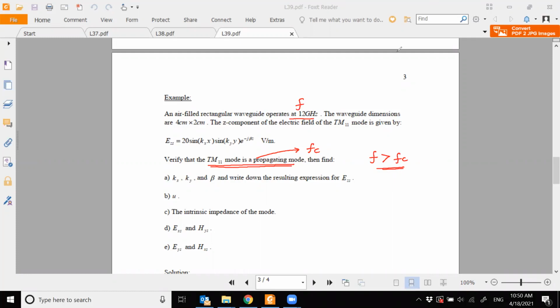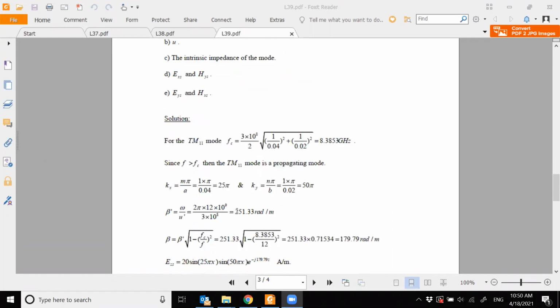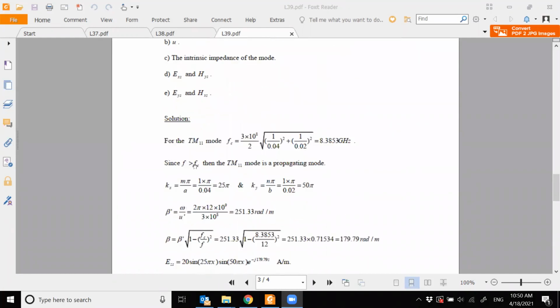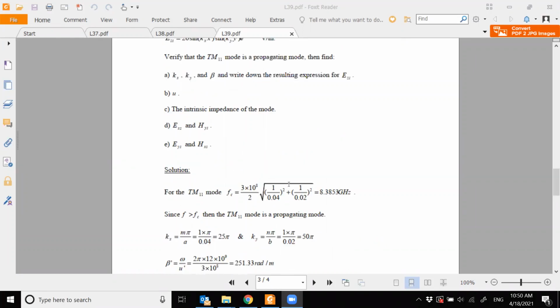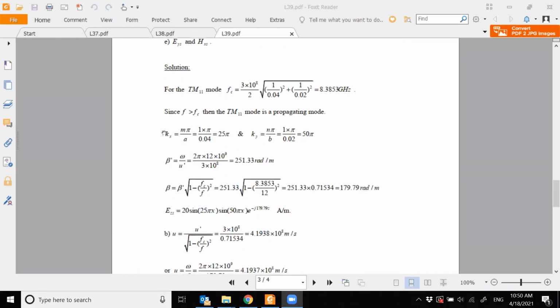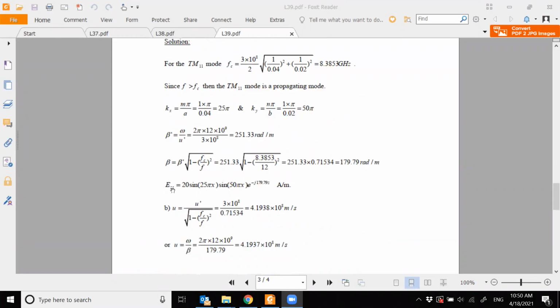So therefore, let us do the same thing here. You first find the cutoff frequency of my TM11 mode and compare it with the operating frequency. My operating frequency is 12 gigahertz. So 12 gigahertz is greater than 8.3 gigahertz. Therefore, my TM11 mode is propagating. Now you can find kx, ky, β in a very similar way that we did at the starting of the class, and then you can get the Ez component.